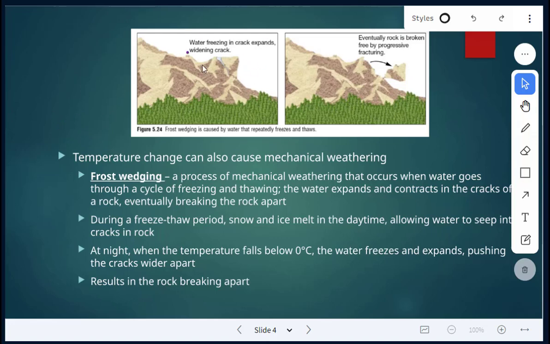And that's what we're seeing here. So water seeps in that crack. It'll expand. It'll widen the crack. Eventually, that rock piece will break free by fracturing.